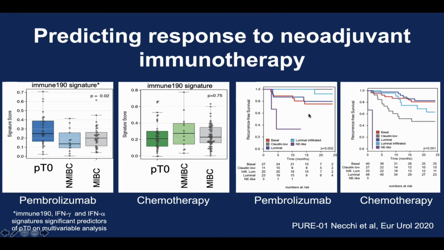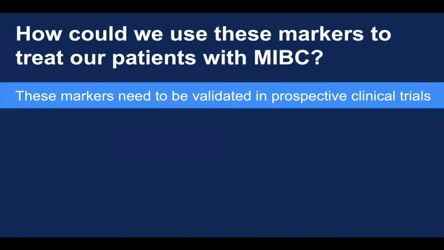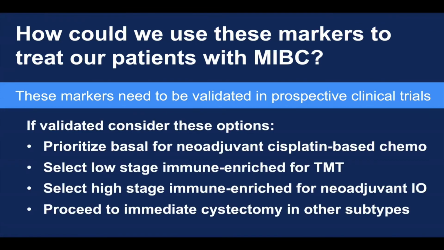So the idea is that an immune gene signature could be predictive in this cohort. If we look at the subtyping, you can see here, which is interesting, the claudin low in gray and the luminal infiltrated in blue, which didn't do very well with neoadjuvant chemo in our prior cohort, actually do very well with immunotherapy. So small numbers in each individual group, but hypothesis generating. So you can imagine how we could use all of this in clinical practice. And I would say we cannot yet use it in clinical practice. It all needs to be validated in prospective trials.